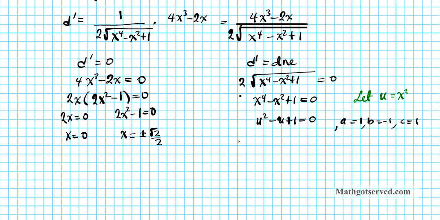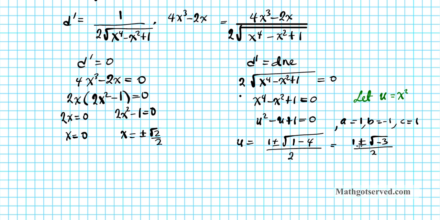So if we do that, we have u equals negative b, which is positive 1, plus or minus the square root of b squared, which is 1, minus 4ac. 4 times 1 is just 4, divided by 2a. So that gives us 1 plus or minus the square root of negative 3, over 2.